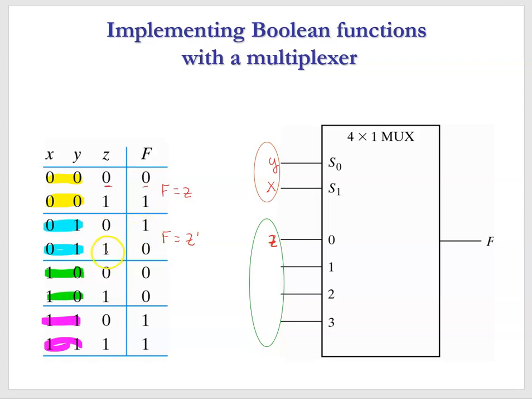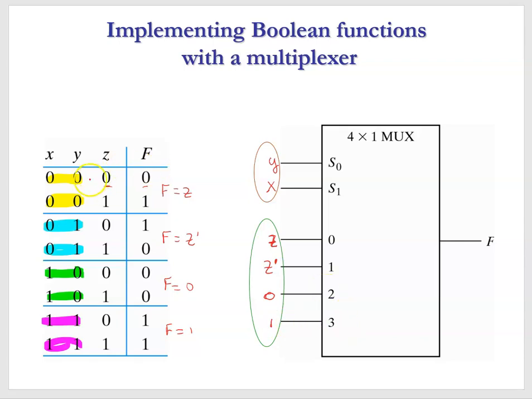When z is a 0, f is 1. When z is a 1, f is 0. So we're only going to have these different options. Here we just have f is equal to 0, and here we just have f is equal to 1. So if x and y were 1 and 0, we would be selecting 2. The input up here would select 2, and for 2, we'd want to put out a 0. So we have z at input 0, z prime at input 1, 0 at input 2, and 1 at input 3.